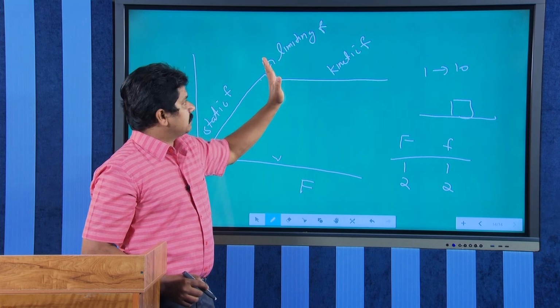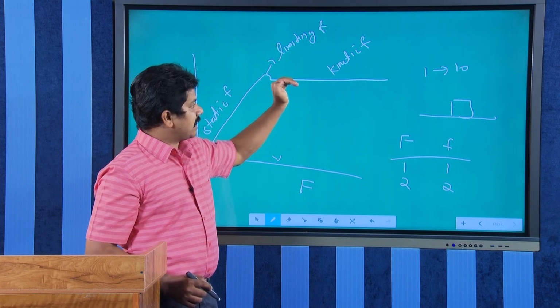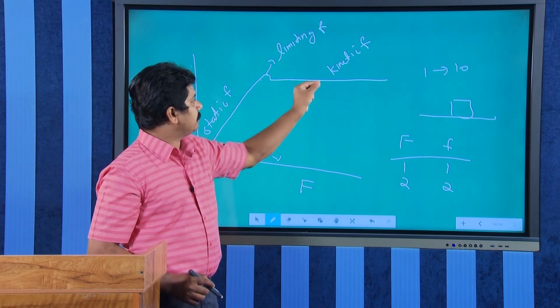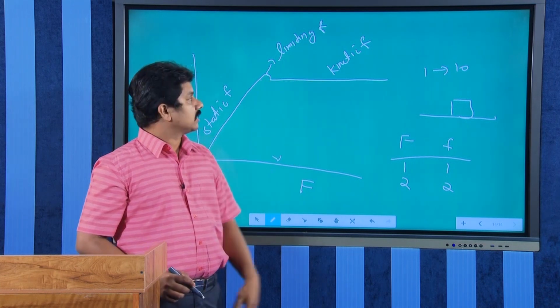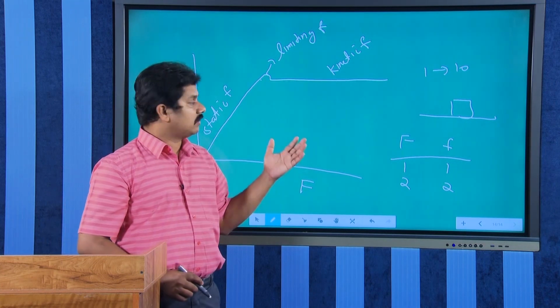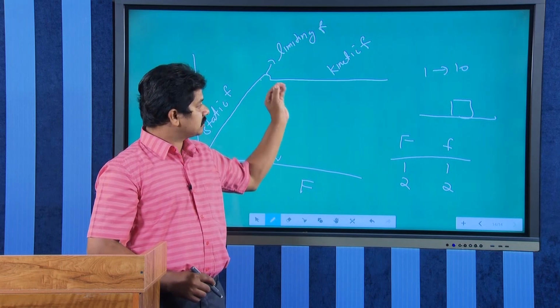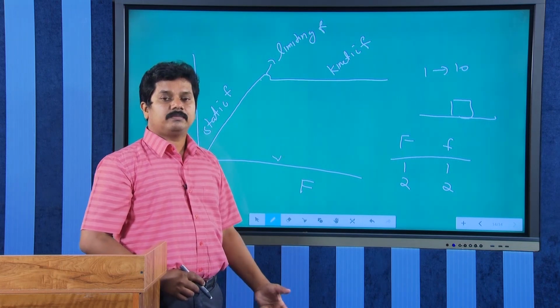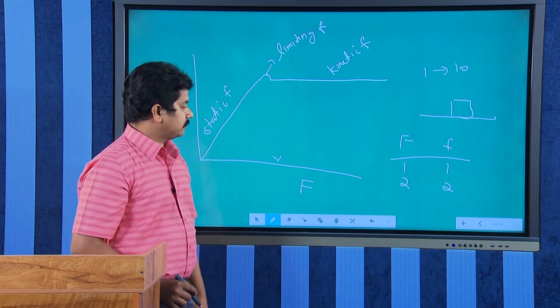So, it will reach the maximum, that is what we call limiting friction. After that, kinetic friction will be slightly less than limiting friction, and it will be constant. Kinetic friction is independent of the velocity. Okay. Kinetic friction means that it will be a constant value independent of the velocity.